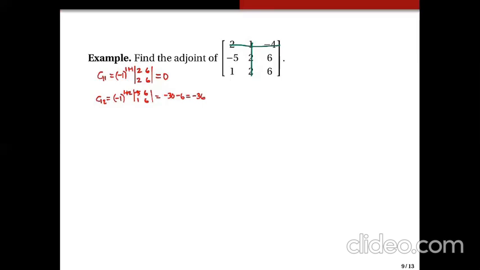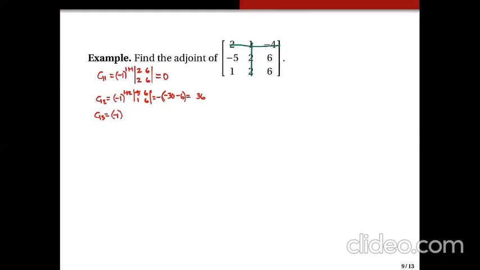Let us continue. Sorry, we have negative 1 raised to 1 plus 2. So we still need to get the negative outside, because negative 1 raised to 3 is negative 1. So I have a negative outside. Let me write this properly. So I have that negative outside, and therefore C12 is actually positive 36.